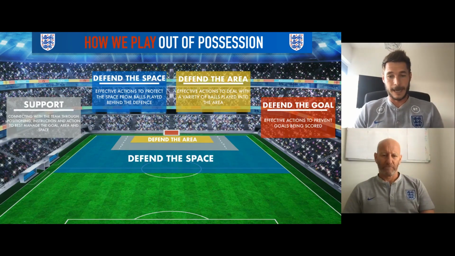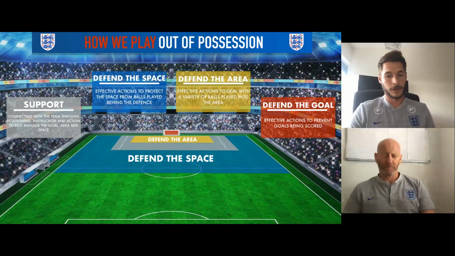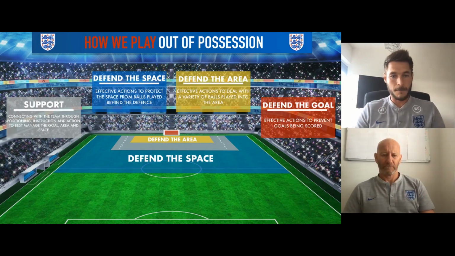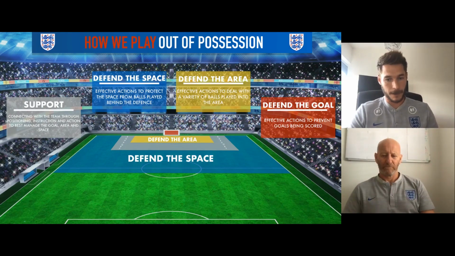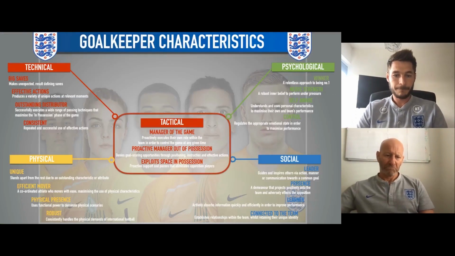And the first thing you said, Mick, was keep the ball out of the net. So defend the goal, having the effective actions to prevent goals being scored. There's a variety of different ways of doing that, but the optimum position to be in to do that in line with certain scenarios. So that is a little bit of an insight into how we play out a possession model that we've got here with the England DNA.